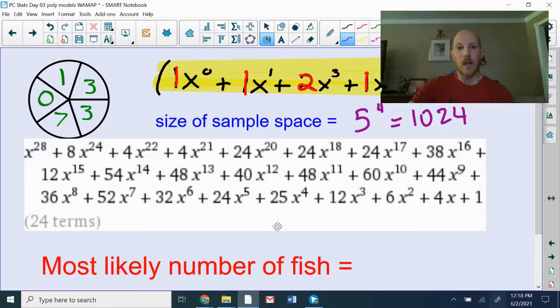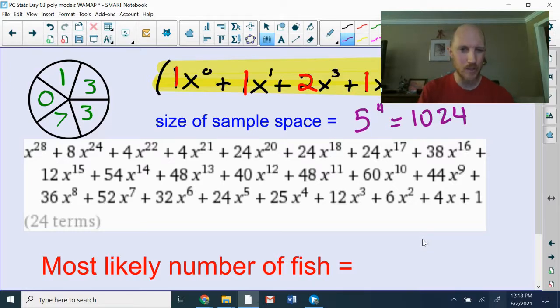Okay, so here is that expanded form of my polynomial model. I've got, highlighted in yellow, the original polynomial model, not expanded, and then I've got the multiplied form that actually describes the whole entire sample space. If I ask you the question, what is the most likely number of fish? How would we identify the most likely number of fish?